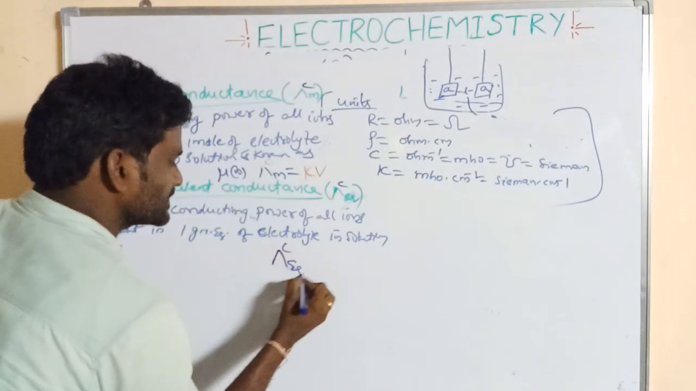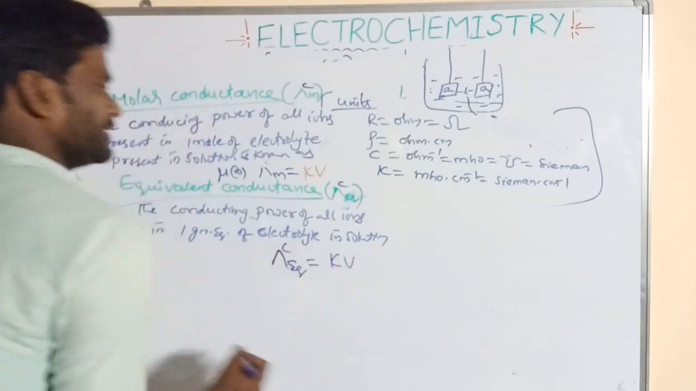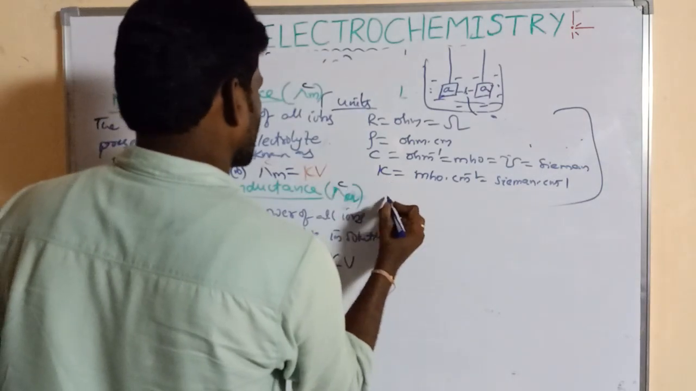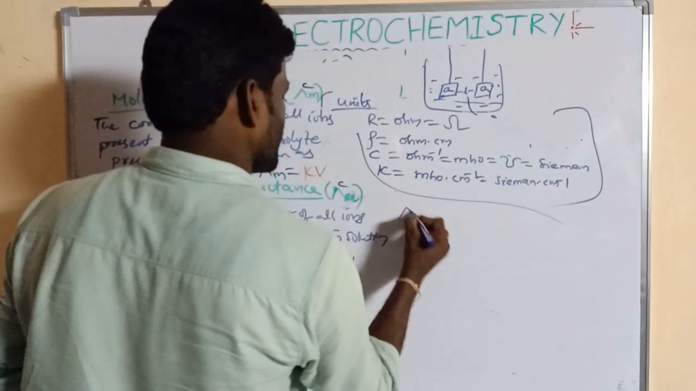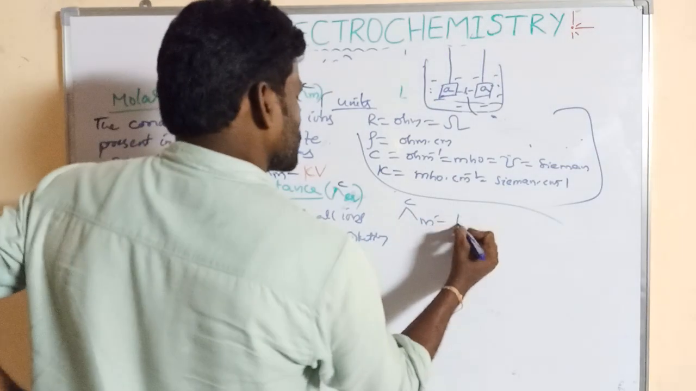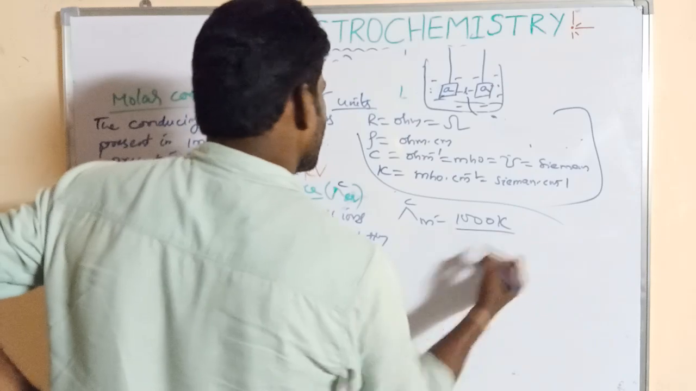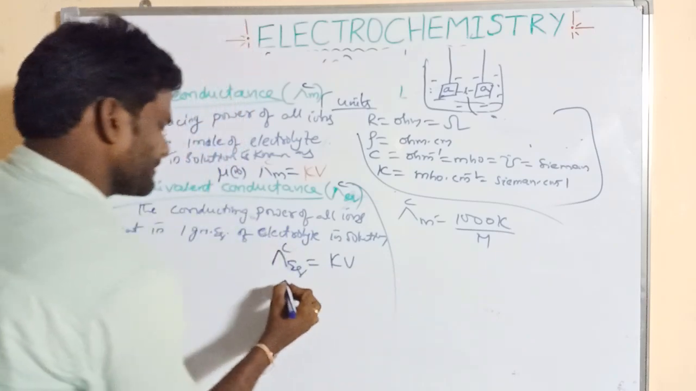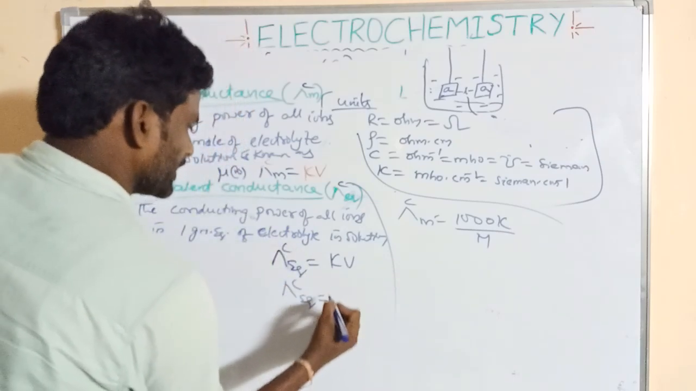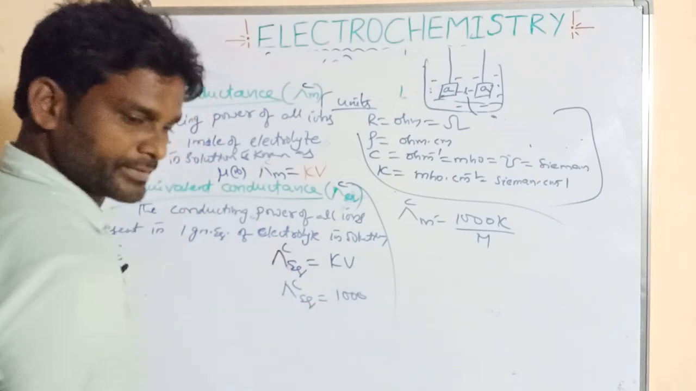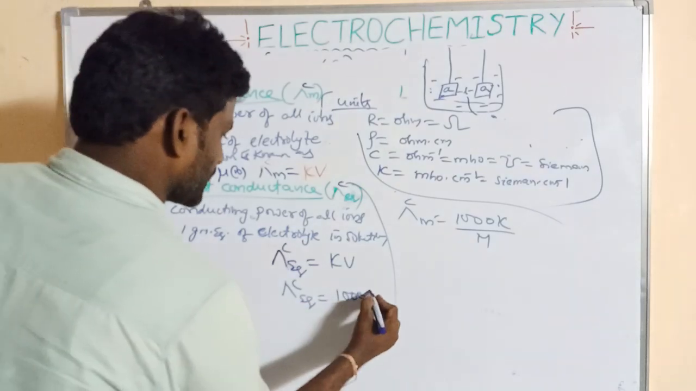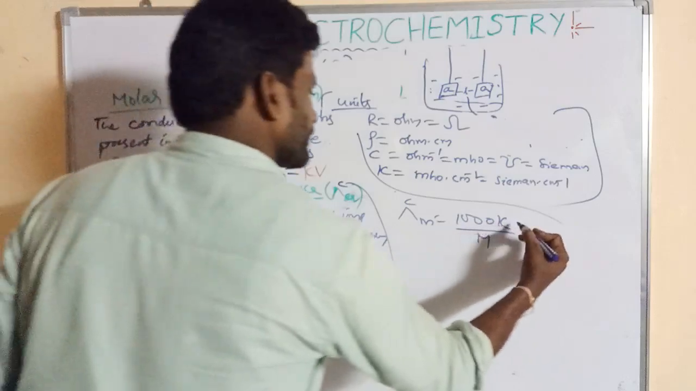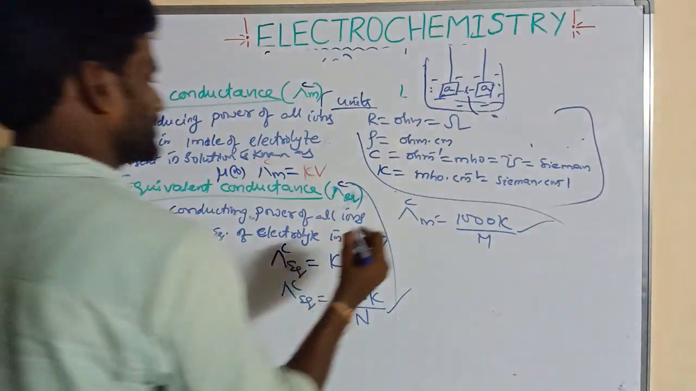The equivalent conductance C is equal to kappa into V. So both have the same formula, and it is also written right. Molar conductance is equal to 1000 kappa by molarity, and equivalent conductance is equal to 1000 kappa by normality. So these are the formulas. So what are its units?